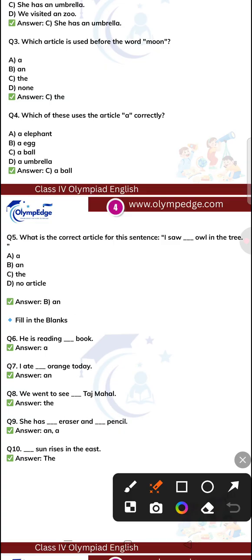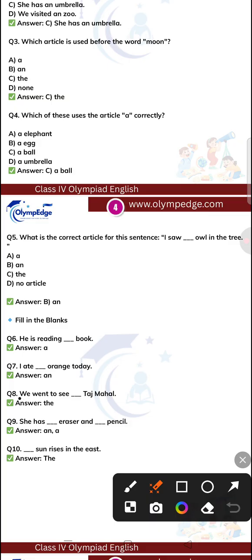Then fill in the blanks. He is reading dash book. So book starts with a consonant which is B. So it will be: he is reading a book. As you can see, the answer here is a, right? Then: I ate dash orange today. So I ate an orange today, right? Because orange is starting with the vowel O.